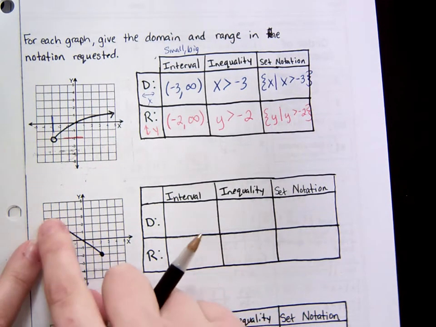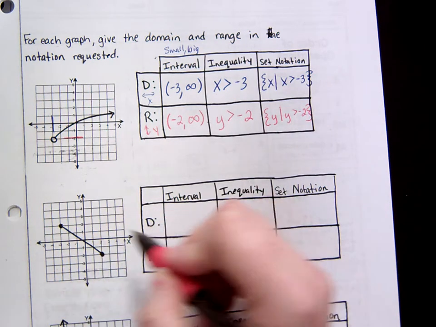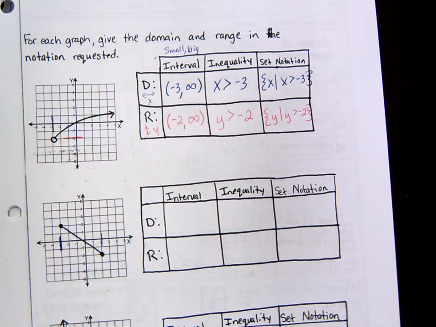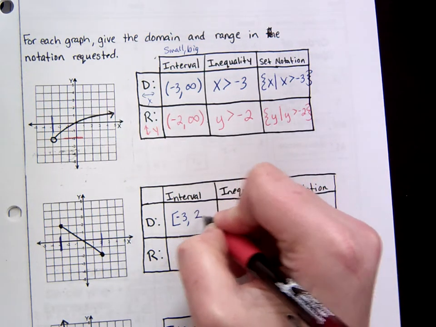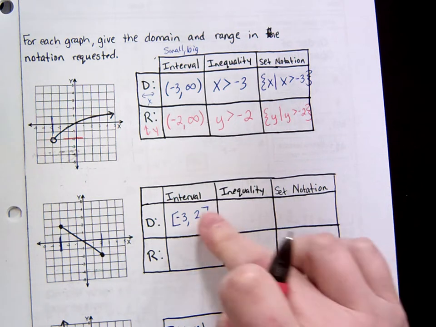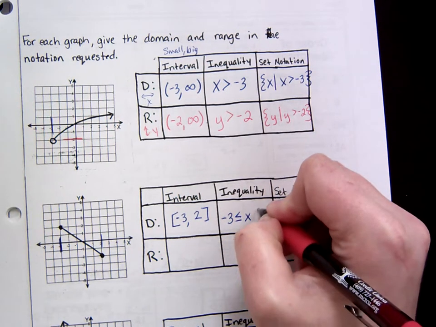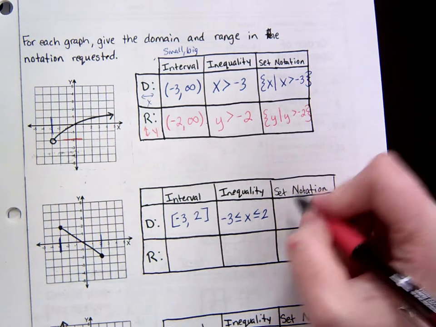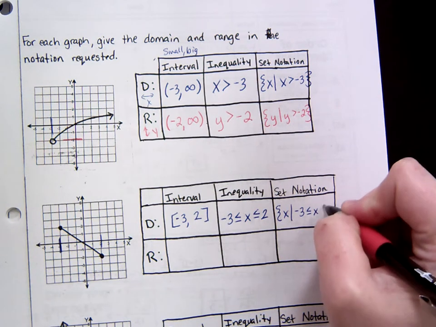This one is bound on both ends, and they're closed dots. So on my domain, that's left and right. The furthest left it goes is negative 3, the furthest right is positive 2. So straight lines for the interval notation. Lowest is negative 3, highest is positive 2 on the x-axis. For the inequality, we say that negative 3 is less than or equal to x, which is less than or equal to positive 2. Set notation, it's the set of x such that negative 3 is less than or equal to x is less than or equal to 2.